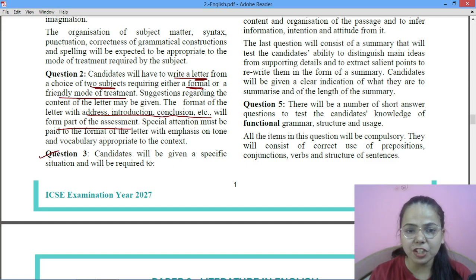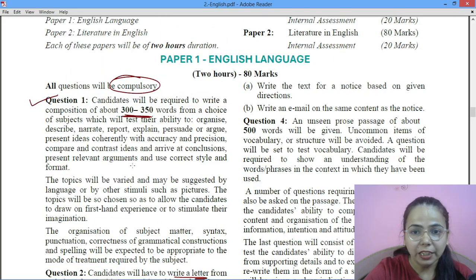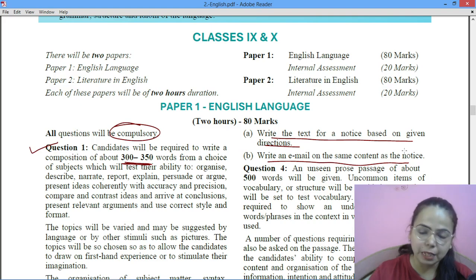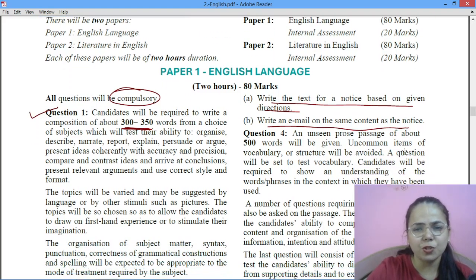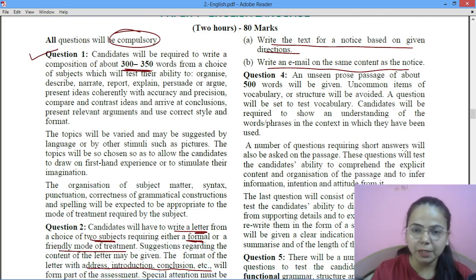And then comes question number 3, where you will be given a specific situation and you have to write a notice, a text for a notice based on the given directions, and you have to write an email on the same content as the notice, usually to invite some chief guest. Notice and email are both of 5 marks and you have to prepare for that.